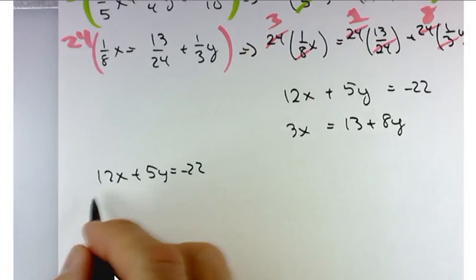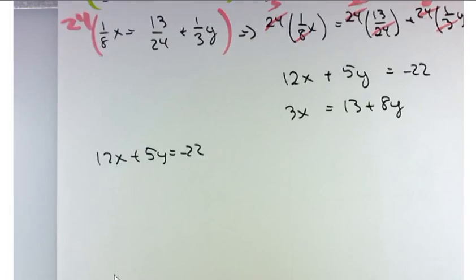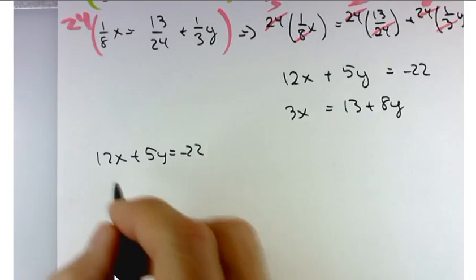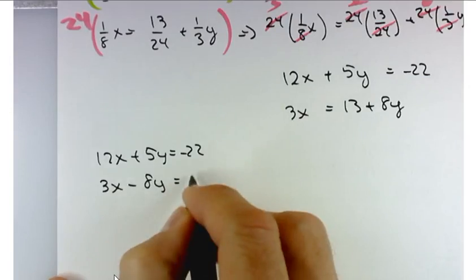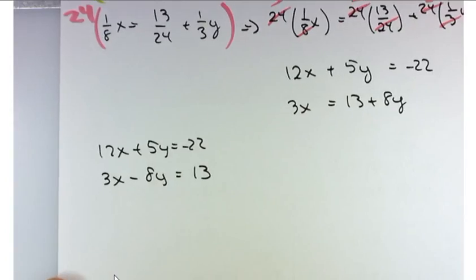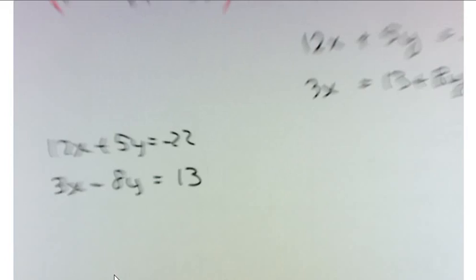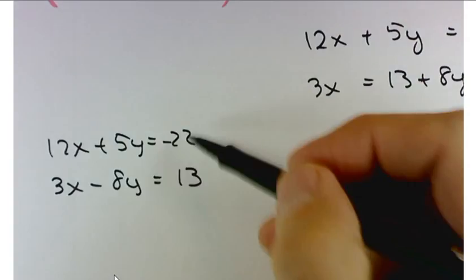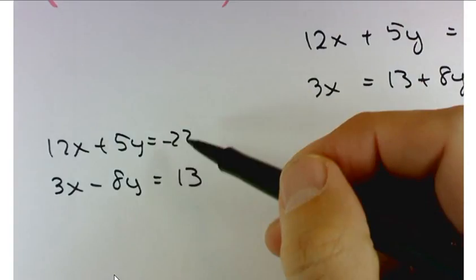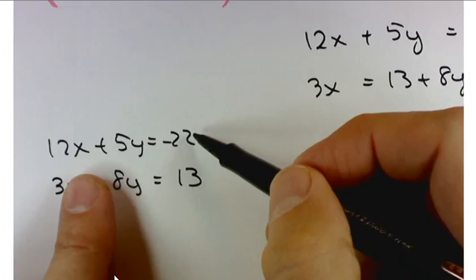Good. 3x minus 8y equals 13. It still doesn't look terribly friendly, does it? But there's a decent way to solve this without working too hard. Now, sometimes you're going to have to multiply both equations by a number. For instance, if I multiply the top equation by 8 and the bottom equation by 5, I'd end up with a 40 here and a negative 40 here, and that would cancel.